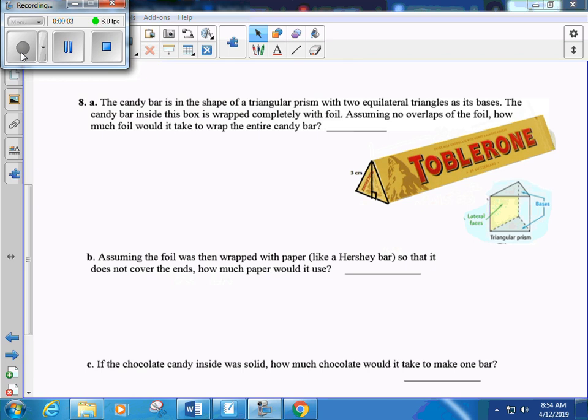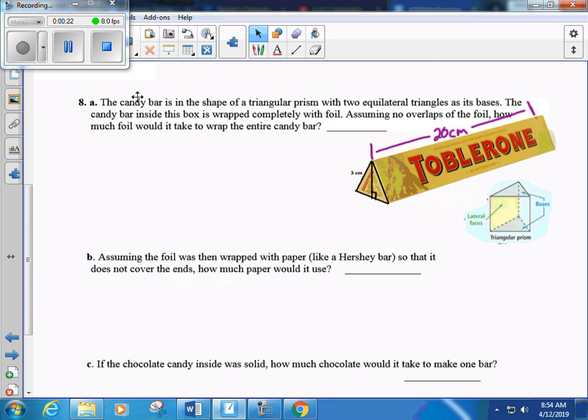Alright, I think this problem might be the toughest one we've done so far. First off, I messed up and did not give you a height. So we're going to make the length of this, which is really the height because it's between the two bases, 20 centimeters.